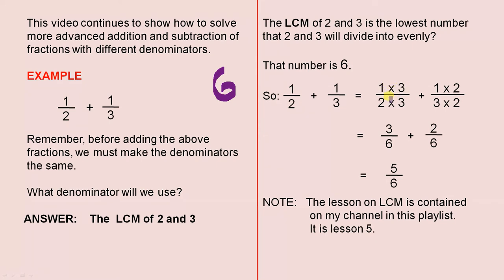So we have 1 times 3 over 2 times 3. Notice we've multiplied by 3 over 3. That keeps the value of the fraction the same. And in a similar fashion, we have 1 times 2 over 3 times 2. That calculation gives you 3 over 6. That calculation gives you 2 over 6. A half is equivalent to 3 over 6. They have the same value. A third is equivalent to 2 over 6. And the good news, the denominators are the same. Adding those two fractions together, 3 plus 2 is 5. The answer is 5 over 6.